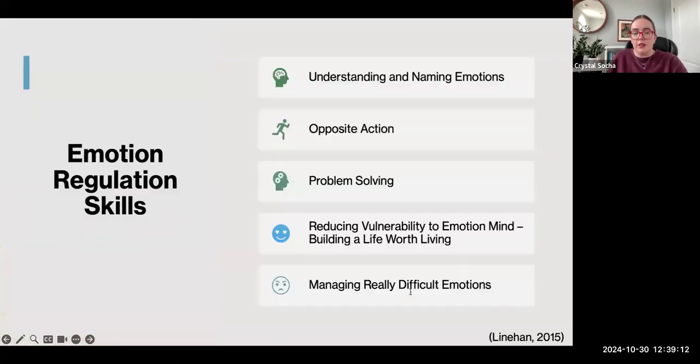So some of the skills, we'll cover a couple of these, but emotion regulation covers so many skills. We don't have time for every single one, but if you're ever interested in learning more about dialectical behavior therapy and the skills within it, you'll know that all of these are within the module. So it's about understanding and naming emotions, really being able to explore what emotions do for you, acting opposite, which we'll talk about, problem solving, reducing vulnerability to emotion mind to help people build a life worth living, and then managing some of those really difficult emotions.